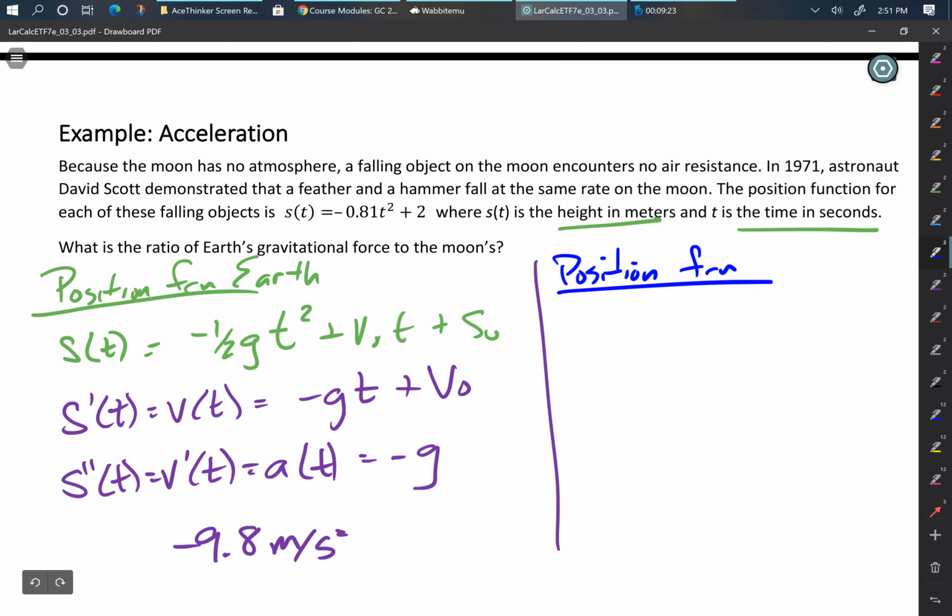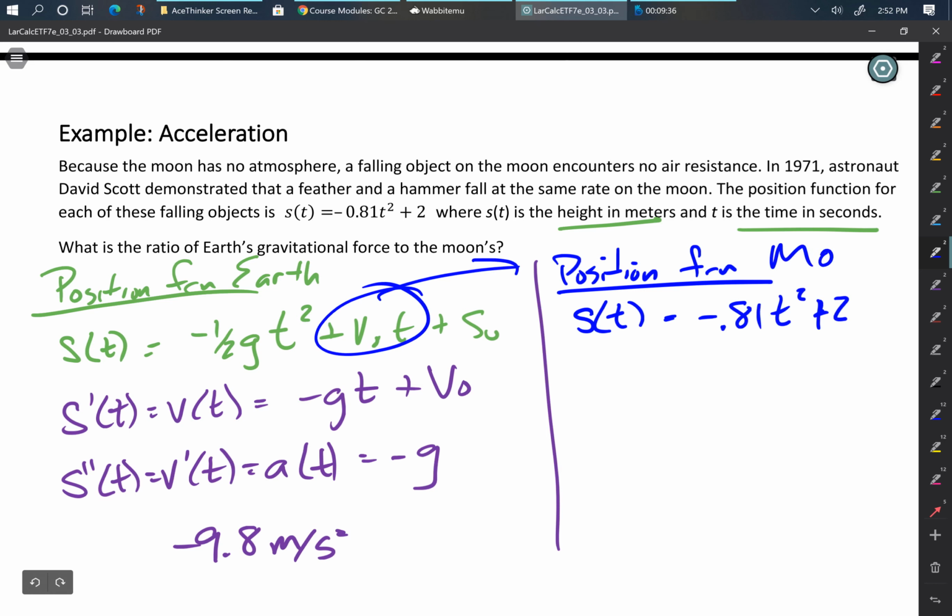A position function, that is s of t equals negative 0.81 t squared plus 2. The fact that there's no t term in the moon one tells me that this thing was just dropped. It had no initial velocity. And this 2 over here on the end just tells me that this thing was dropped from a height of 2 meters, about 6 feet or so. Okay? Now we'll start taking derivatives.